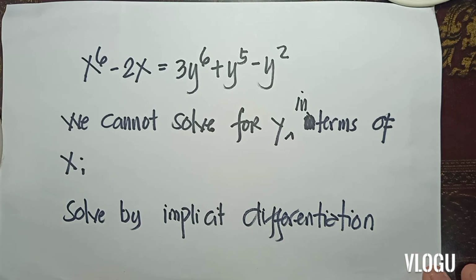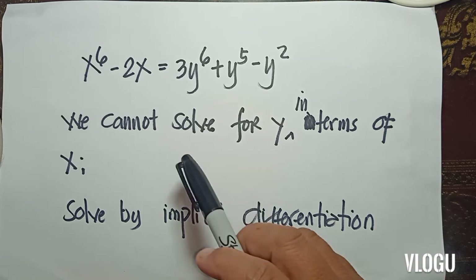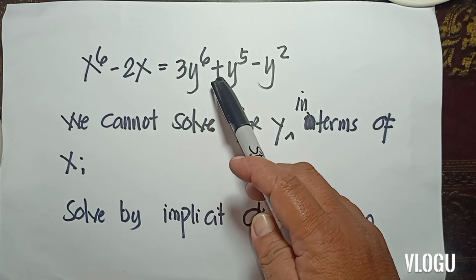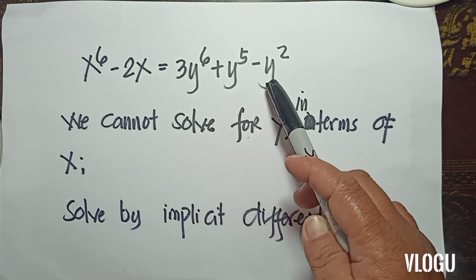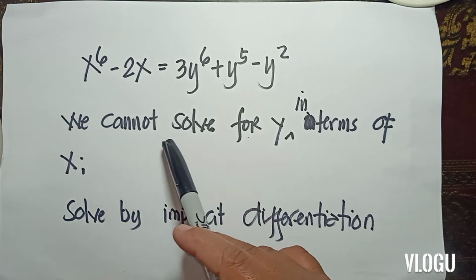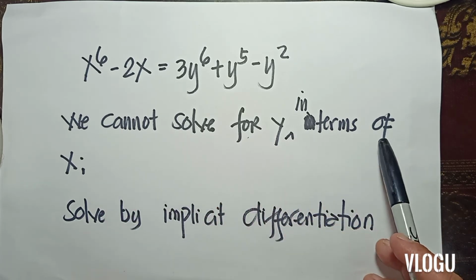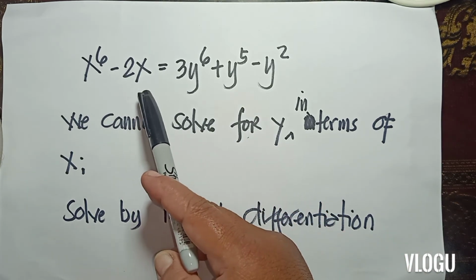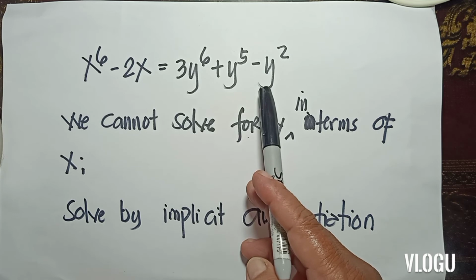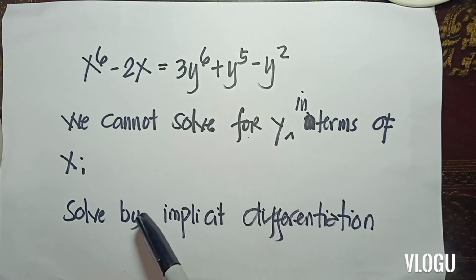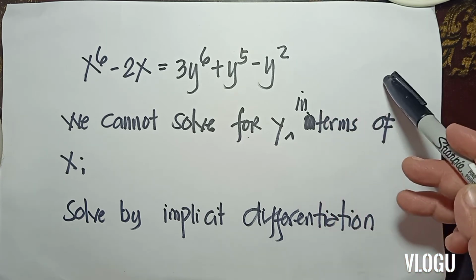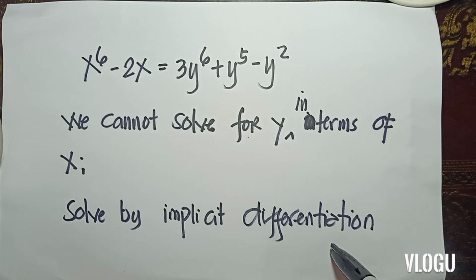So if we look at this one, we have our equation: x to the 6 minus 2x is equal to 3y to the 6 plus y to the 5th minus y squared. We cannot solve for y in terms of x. So for cases like this one, we can find dy/dx for this equation by using implicit differentiation.